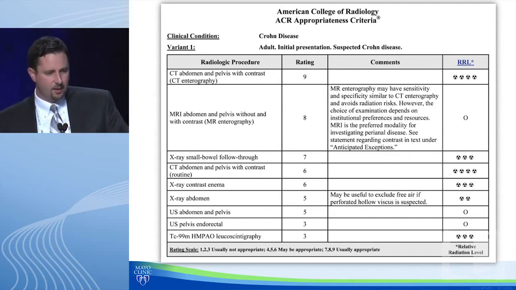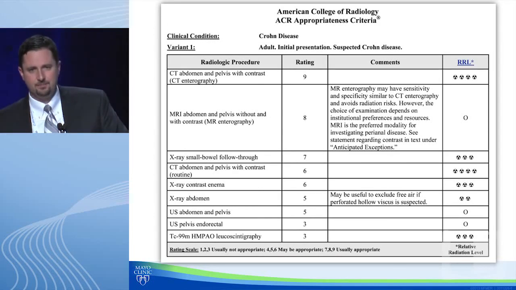This one here is an example of Crohn's disease. This is acute initial presentation. A 7, 8, or 9 score over here indicates it's most likely or it's highly appropriate. A 1, 2, or 3 means most likely inappropriate. And you can see in 2011, CT enterography was a 9, MR was an 8. I think nowadays you could probably score both as a 9 in this setting. It also gives you the relative risk or the relative amount of radiation exposure from both modalities.